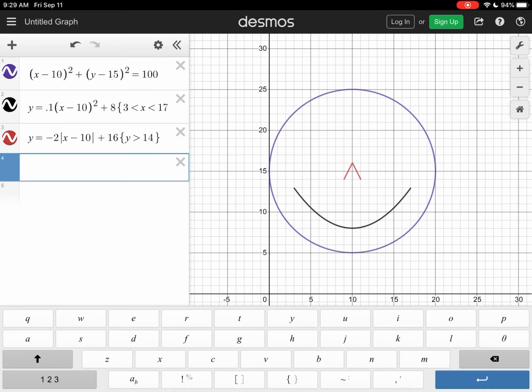I can draw some eyes, some hair, some more facial features, maybe some ears, a neck. I could start drawing a body if I wanted to. There's lots of different directions you can go from here, but I kind of just wanted to get you started so that you understand how you play around with these functions to get it to look the way you want.